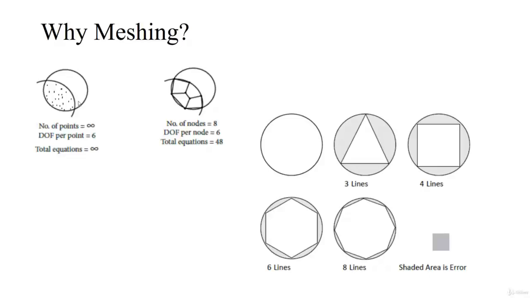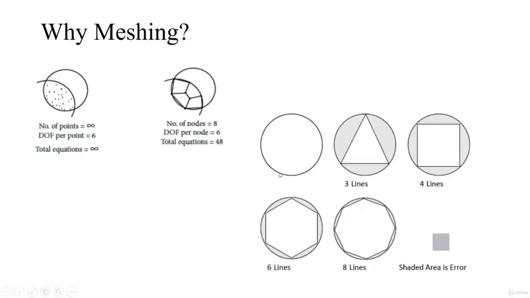No. So that is why we need to convert these continuous systems into a set of discrete systems, or say nodes and elements, in order to solve the problem easily. So for example, see here, we have converted this particular system into a system that contains only 8 nodes, and we have 6 degrees of freedom for each of the 8 nodes, and so the total number of equations to be solved is 48.